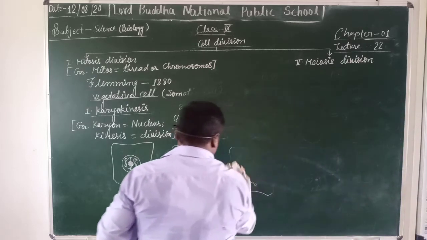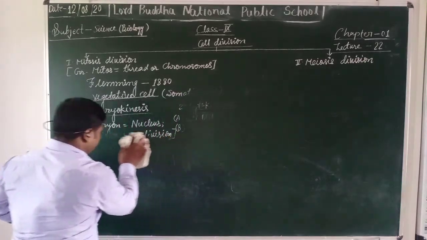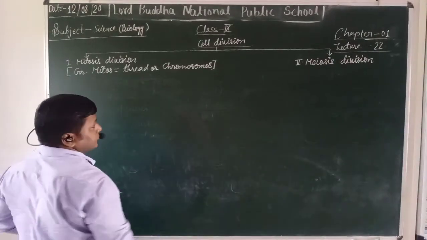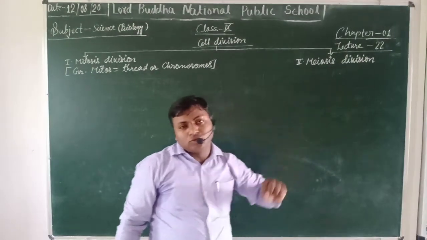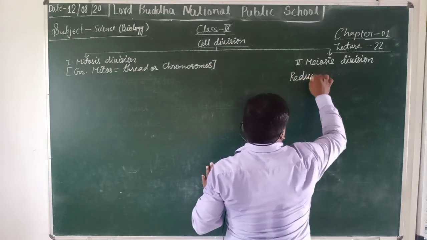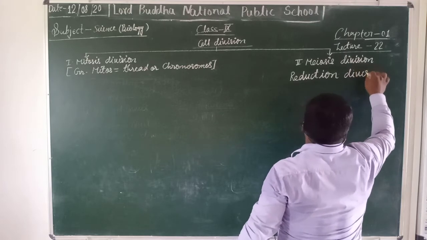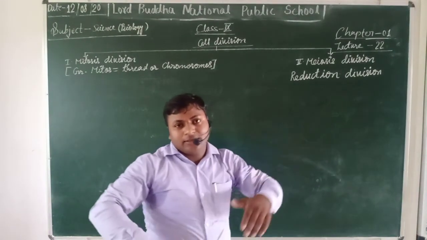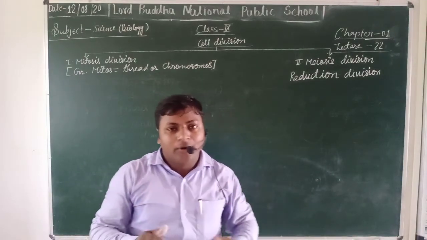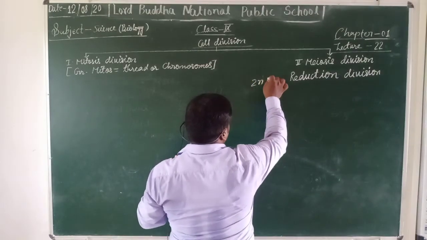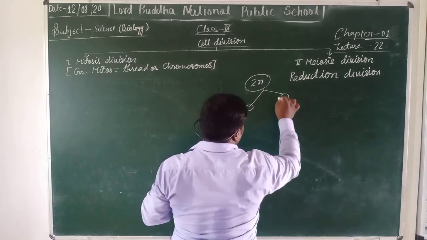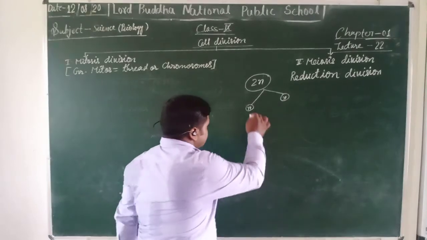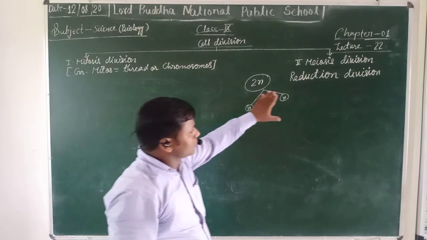Students, meiosis division is also known as reduction division. Why is it called reduction division? Because in such a kind of cell division, the number of chromosomes in the cell is reduced to half. It means from diploid, 2n, the two individual daughter cells are formed having haploid sets of chromosomes, that is n and n. 2n is divided as n and n. That's why this is called reduction division.